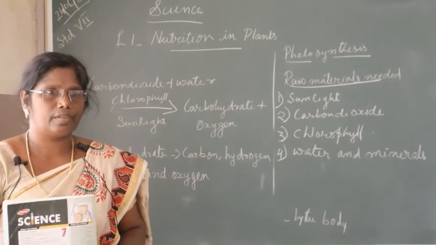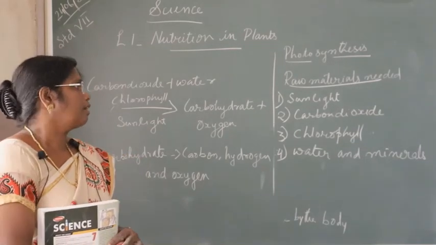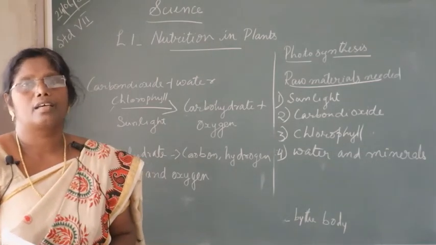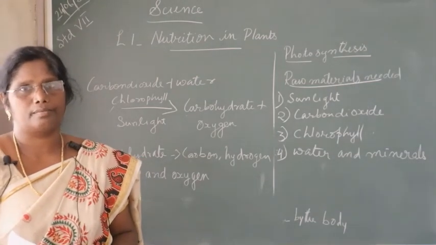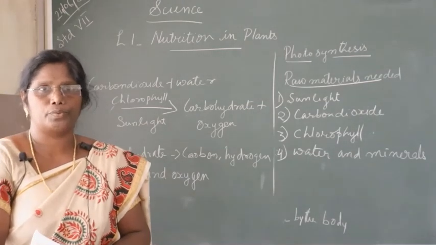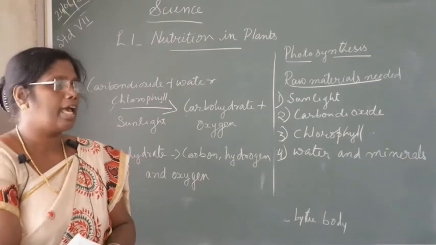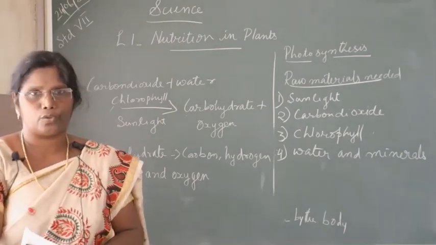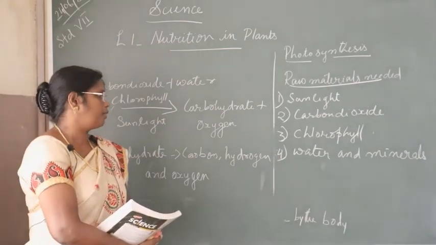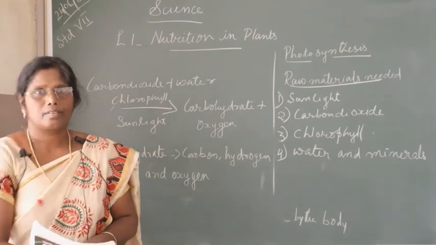So once again we will revise what we studied today. Nutrients: carbohydrate, fat, proteins, vitamins and minerals. Nutrition: the process of taking food by an organism and its utilization. The two types of nutrition: autotrophic nutrition and heterotrophic nutrition. And the raw materials needed for photosynthesis are sunlight, carbon dioxide, chlorophyll, water and minerals. That's all for today.